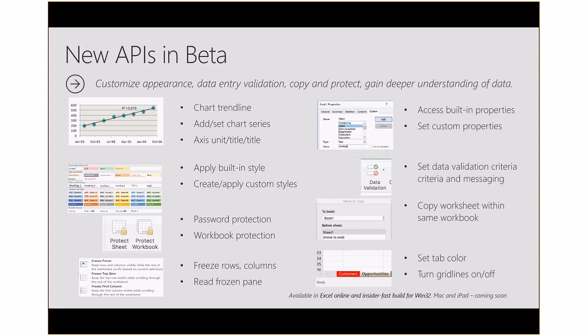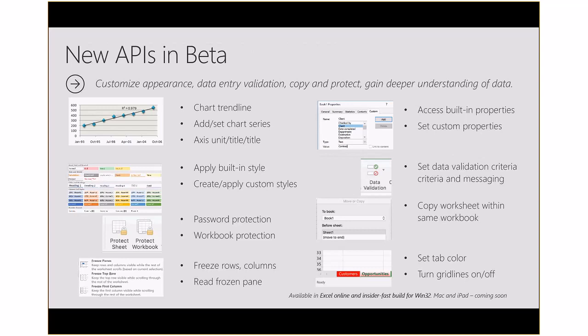So starting with a lot of additions to charting. We've already had chart APIs, but we're making it much richer, with more formatting APIs. For instance, adding trend line, setting the chart series or axis unit title setting capabilities. And then we're introducing Excel range styles, which means that you can apply a built-in style or create your own custom style and apply across any other range in the workbook.